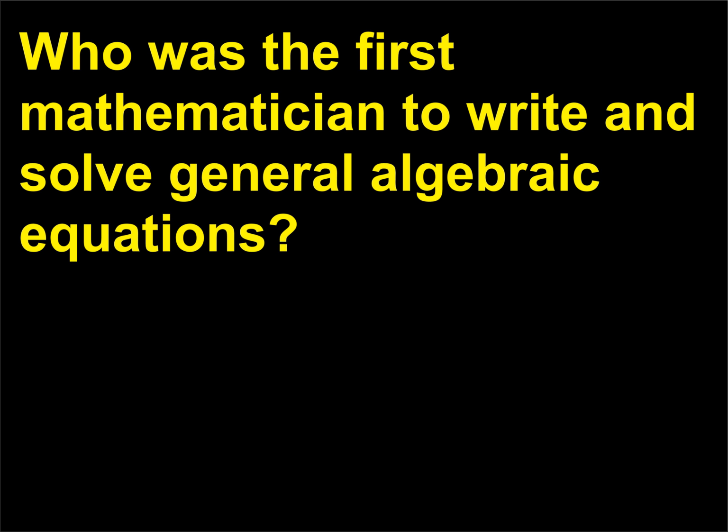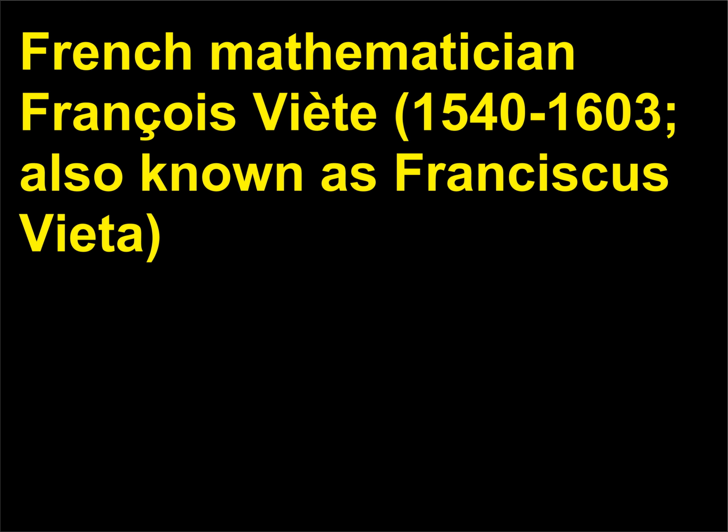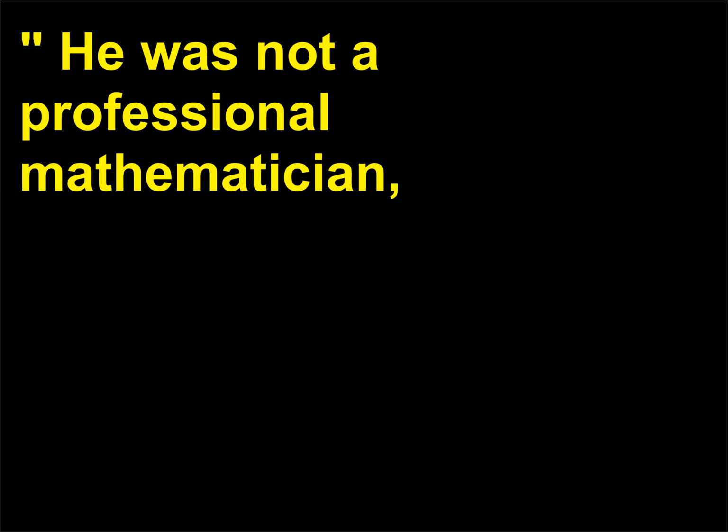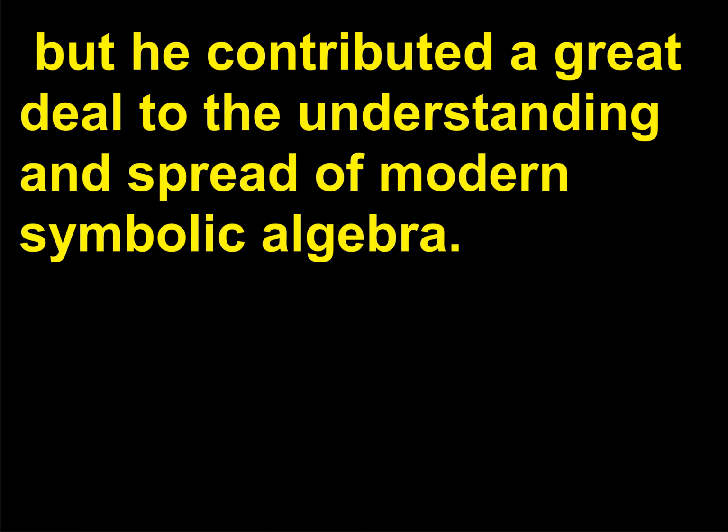Who was the first mathematician to write and solve general algebraic equations? French mathematician François Viète, 1540–1603, also known as Franciscus Vieta, is often referred to as the founder of modern algebra. He was not a professional mathematician, but he contributed a great deal to the understanding and spread of modern symbolic algebra.